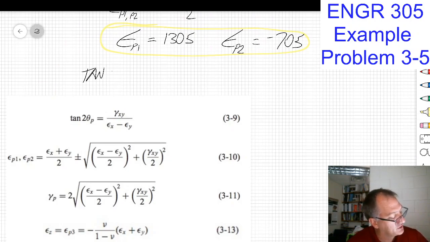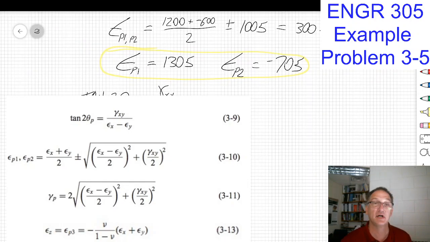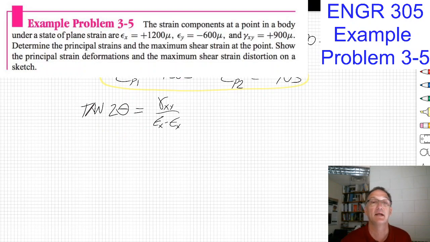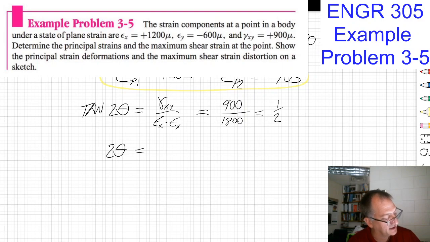Tangent of 2 theta is equal to gamma xy over strain in the x minus strain in the y. I would say I have to look those up, but there they are right there. So that's equal to 900 over 1200 minus negative 600. So this is 1800. So that's equal to a half. I'll go one step farther: 2 theta is equal to the arctangent of a half.